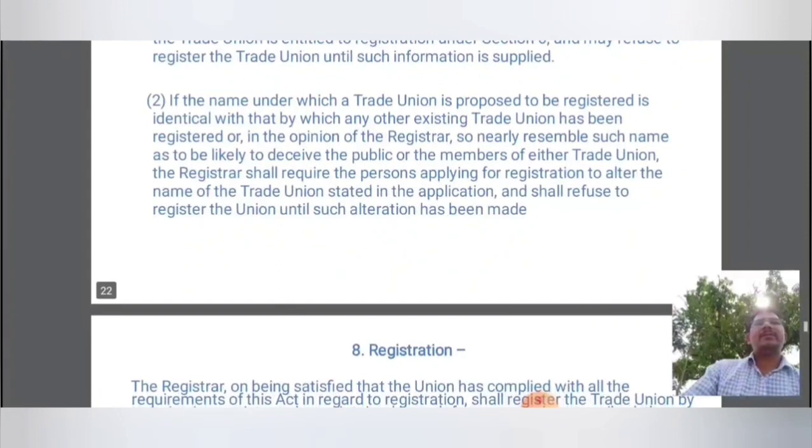If the name under which a trade union is proposed to be registered is identical with that by which any other existing trade union has been registered, or in the opinion of the registrar so nearly resembles that name as to be likely to deceive the public or the members of either trade union, the registrar shall require the person applying for the registration to alter the name of the trade union stated in the application, and shall refuse to register the trade union until such alteration has been made.